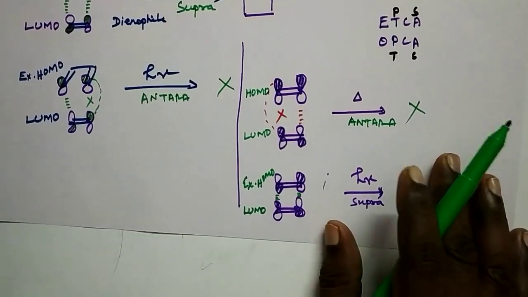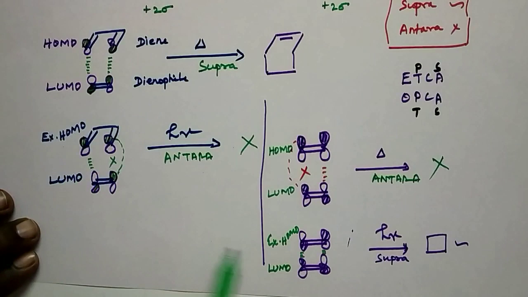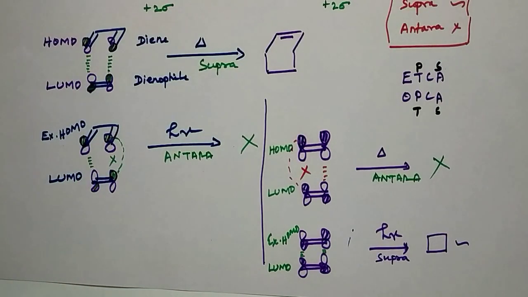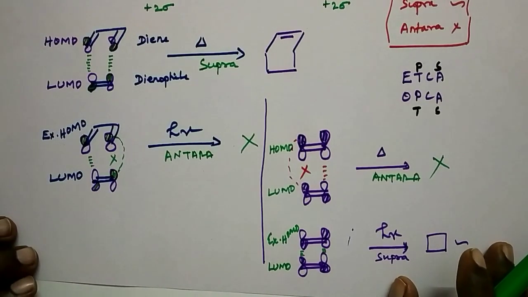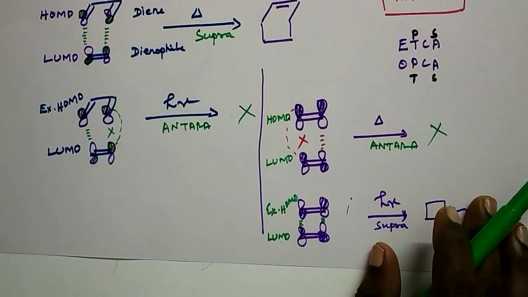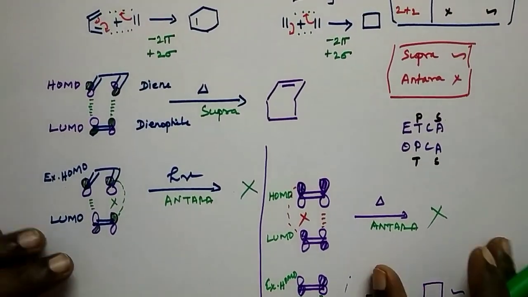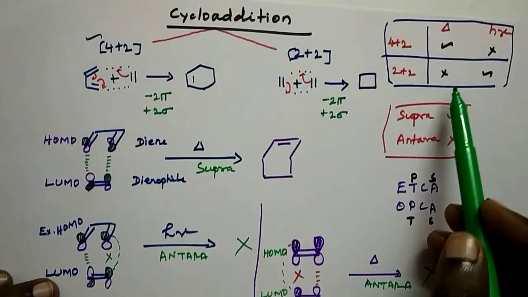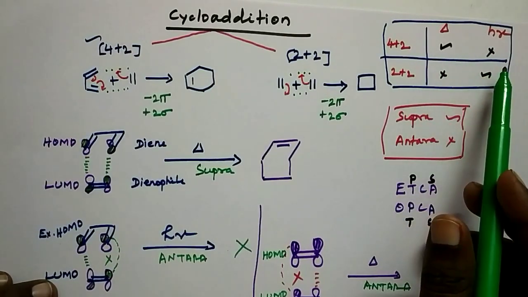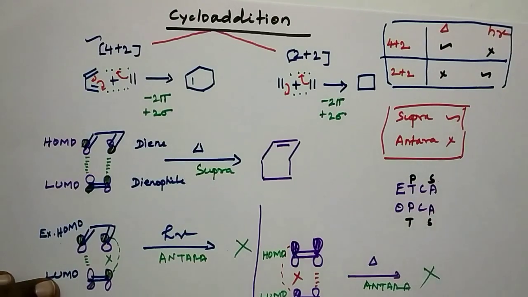Why do you get supra, why do you get antara? Because, you know, by writing the orbitals, HOMO-LUMO orbitals. For thermal reaction, you need to take HOMO and LUMO. For photochemical reaction, you need to take LUMO and excited HOMO. Okay. If the symmetry matches, it is suprafacial. If it is not matching, it is antarafacial. Antarafacial is forbidden, suprafacial is allowed for 4 plus 2 and 2 plus 2 cycloadditions. So you need to remember this table. 4 plus 2 thermally allowed, photochemically forbidden. 2 plus 2 thermally forbidden, photochemically allowed.